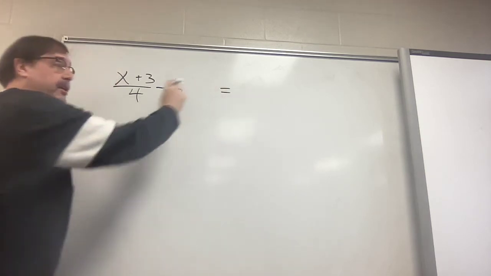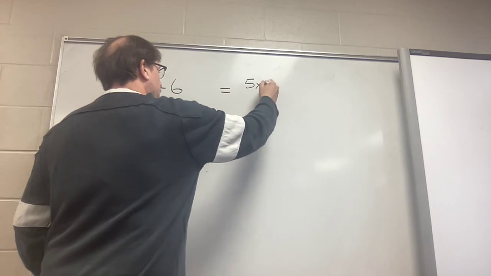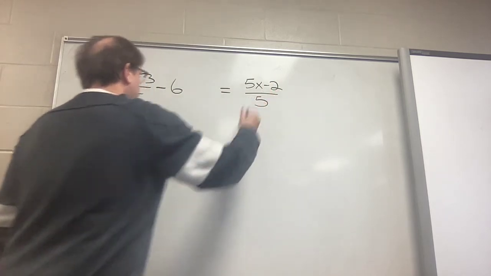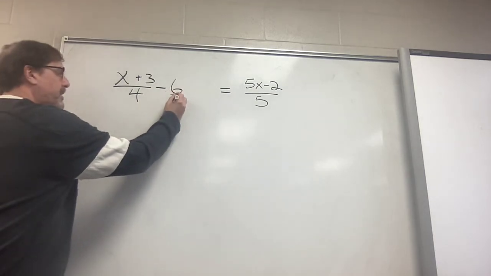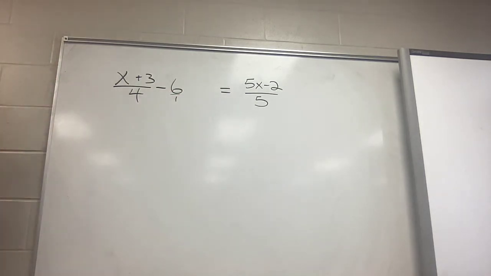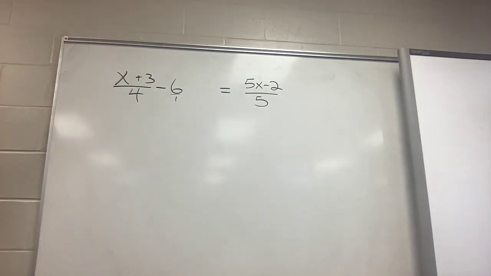Hint, leave a little room, hint. If you possibly have any confusion, feel free to put a denominator of 1 there. All right. The common denominator with 4 and 5 would be 20.